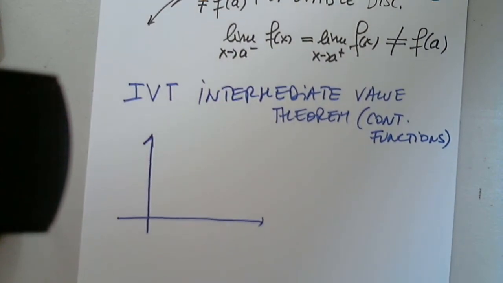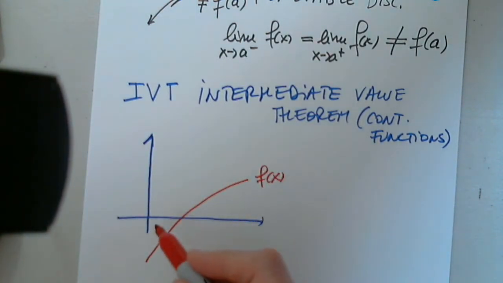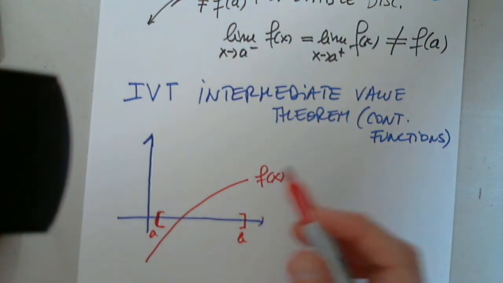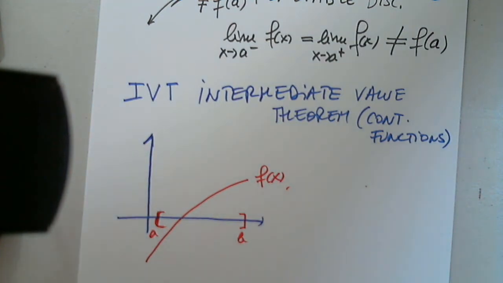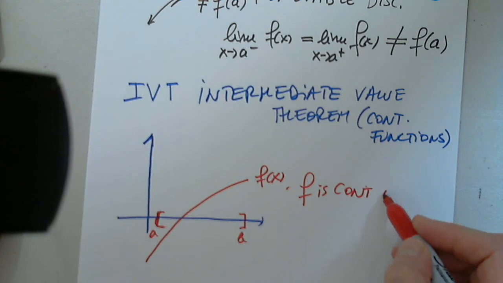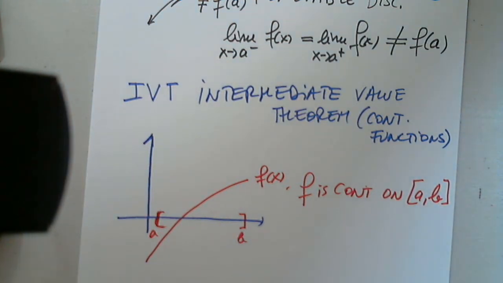And here's my question. I graphed a function. Is this function continuous on this interval a comma b? I don't care what it does outside. Can I say that f is continuous on a comma b? Can I say that?